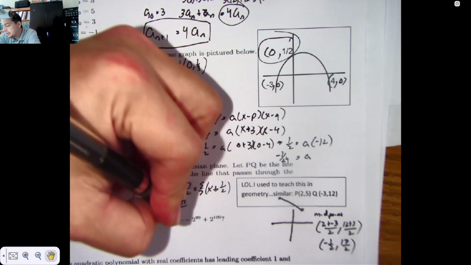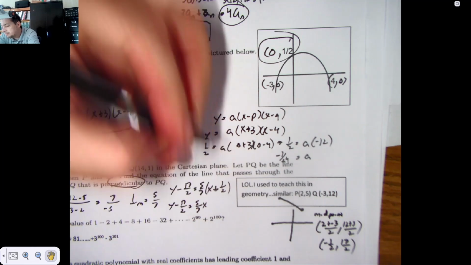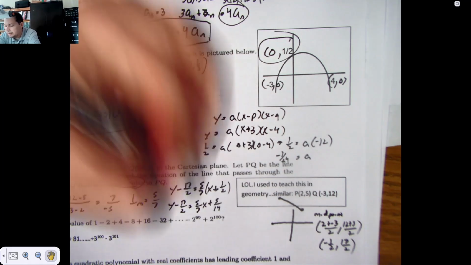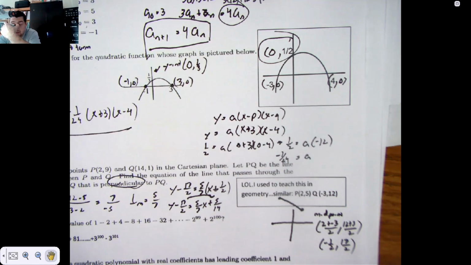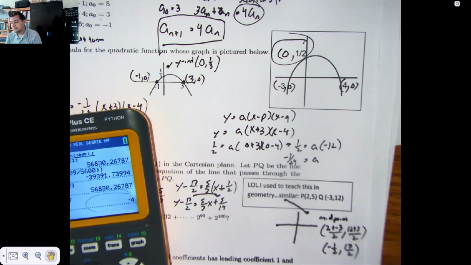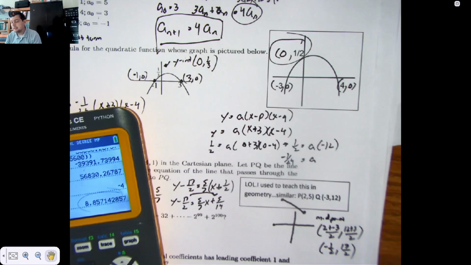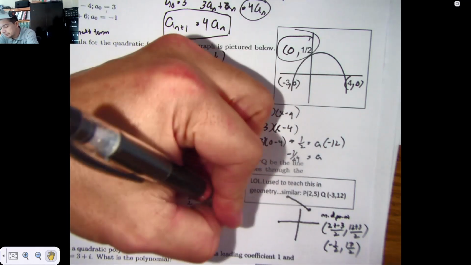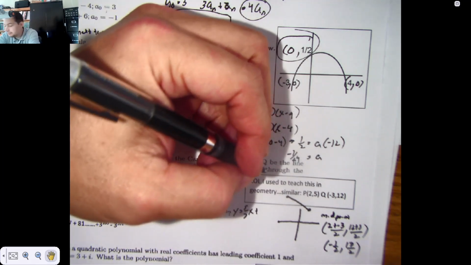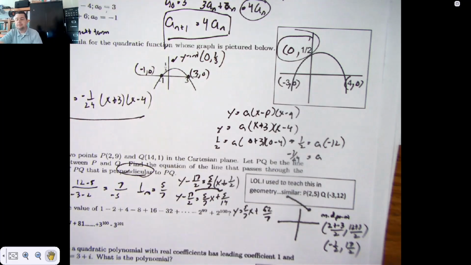y minus 17 halves is 5/7 of x plus 5/14. I'm going to have to add 17 halves to that thing, which I'm too tired to be doing right now, apparently. So 5/14 plus 17/2, 62/7. There's my equation. 5/7 of x plus 62/7. That's how you do yours.